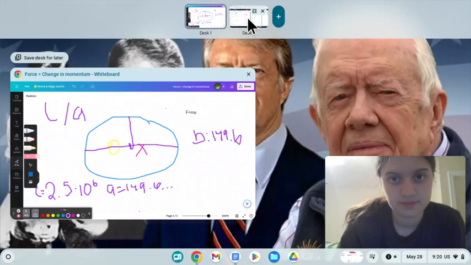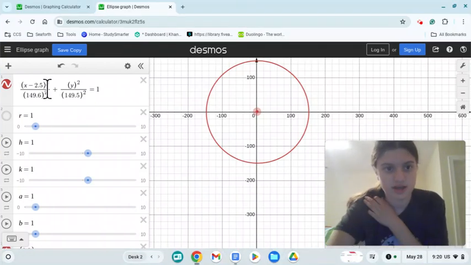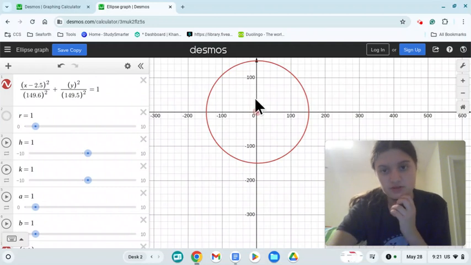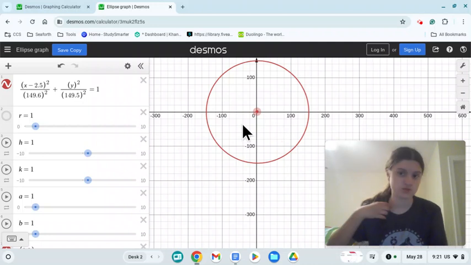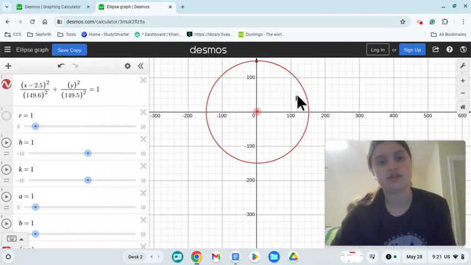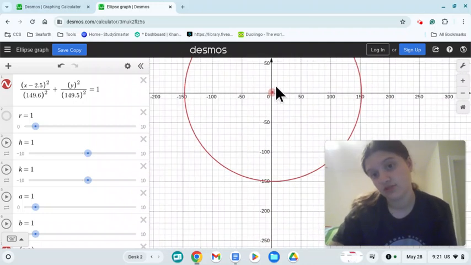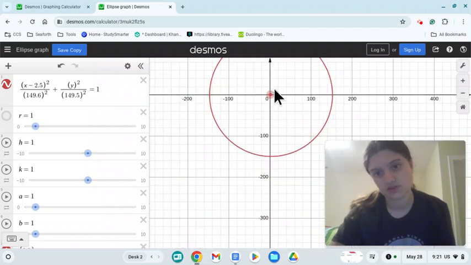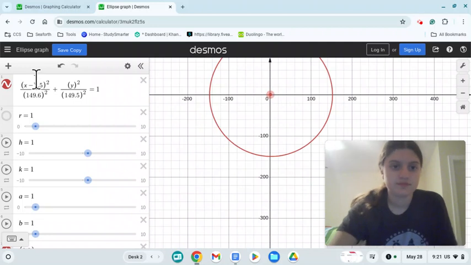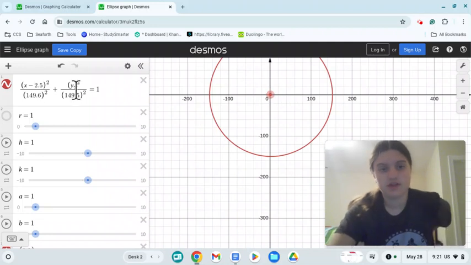I did here. As you can see, I have it centered at 2.5 because that's where the center of orbit would be. The sun, in this case, is at the origin. This is just where this thing is centrally moving. This is the center of it. And I have my a and b values plugged in.